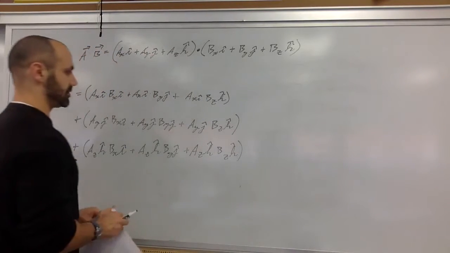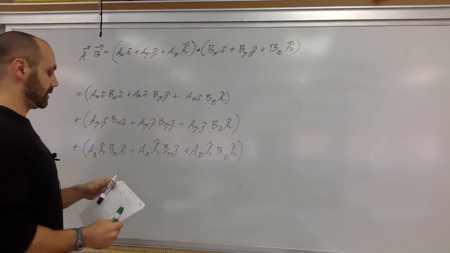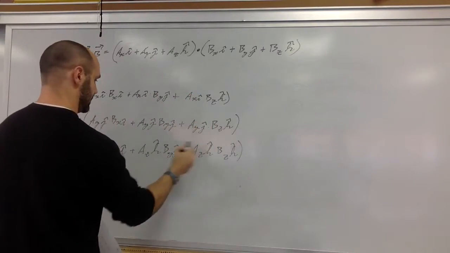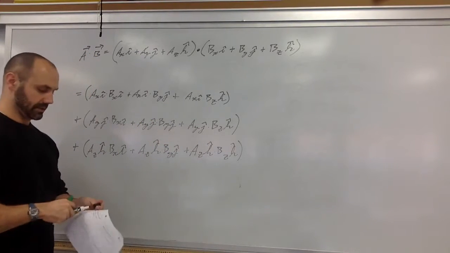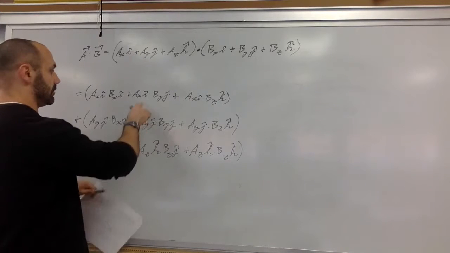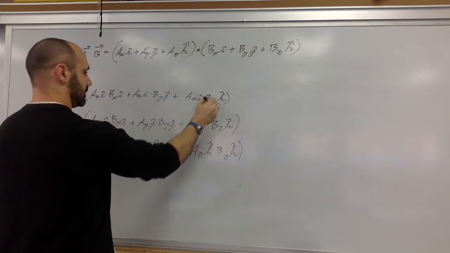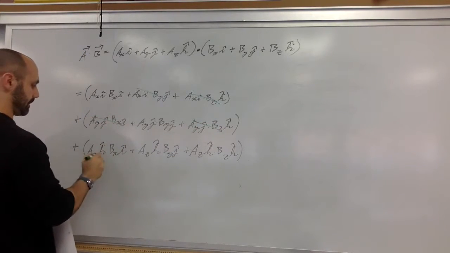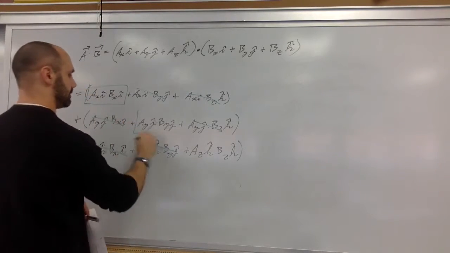I'm going to go through and cross out everything that's 0. Remember we said that the dot product of, well, there should be dots between each of these. Dot, dot, dot, dot, dot. The dot product of any perpendicular vectors is 0. And so these two are perpendicular, right? i and j, i and k perpendicular, j and k perpendicular, j and i perpendicular. These are perpendicular, these are perpendicular. And so I'm just left with these.